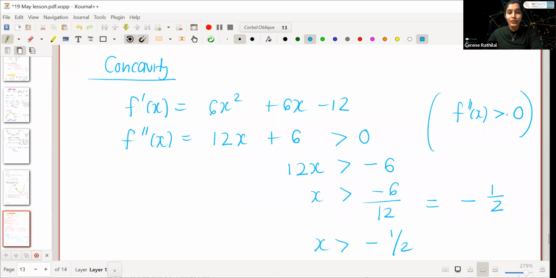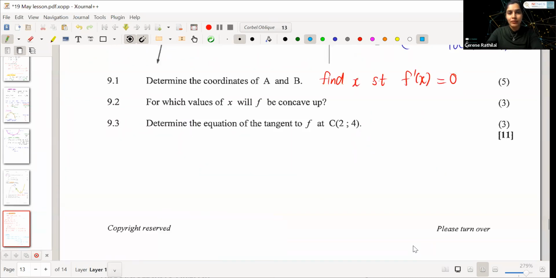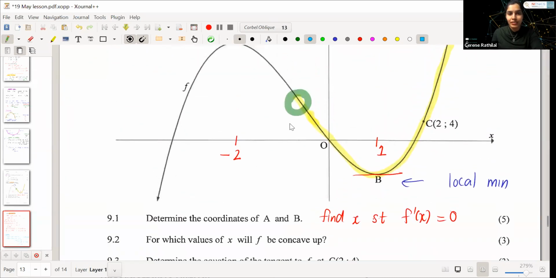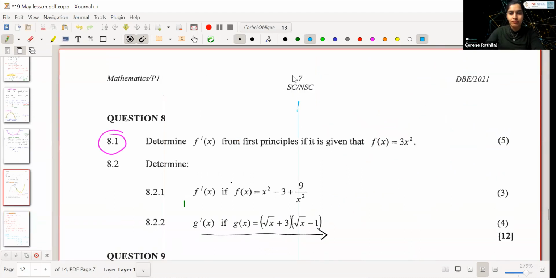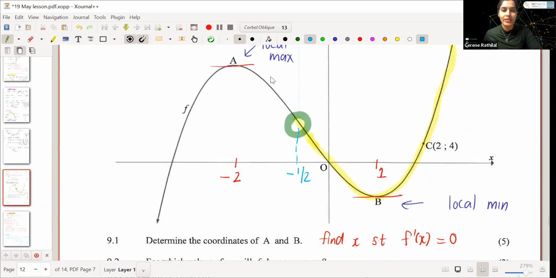So if we go back to our picture, that means the x value where the change in concavity occurs would be at negative half. And so it's concave up for all x bigger than negative half. And so that is where I'm going to end today.